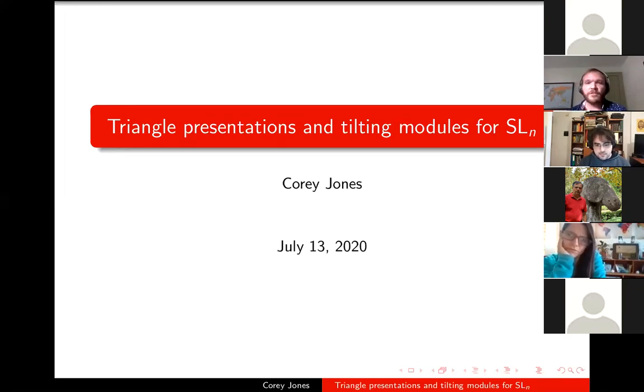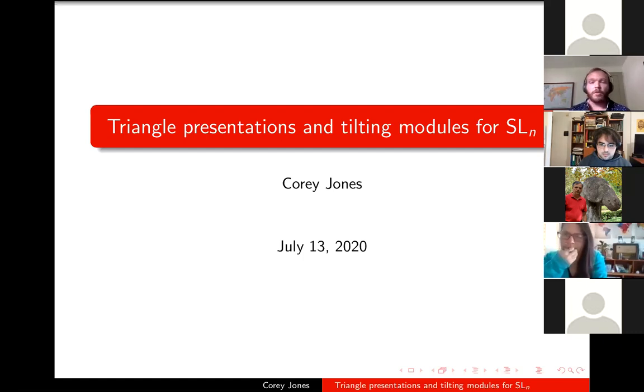Triangle presentations are combinatorial objects that arise in the theory of affine buildings. So things like Bruhat-Tits buildings over non-Archimedean local fields, this sort of thing. While tilting modules are a full subcategory of the representation category of SLN over algebraically closed fields.